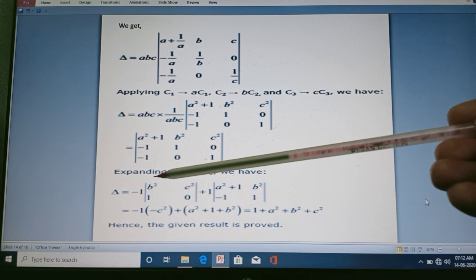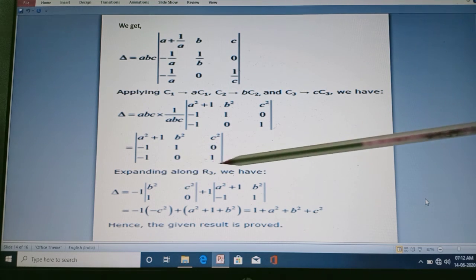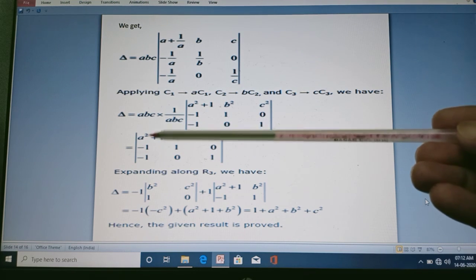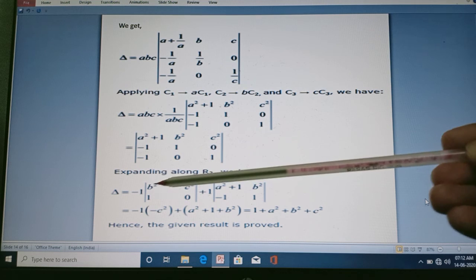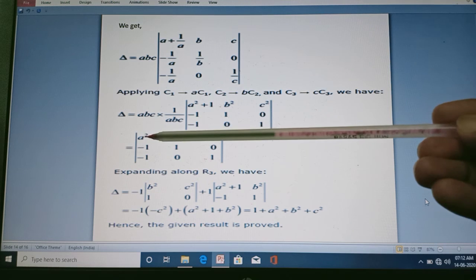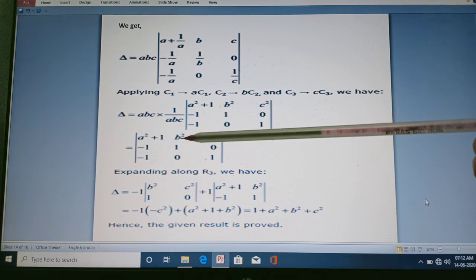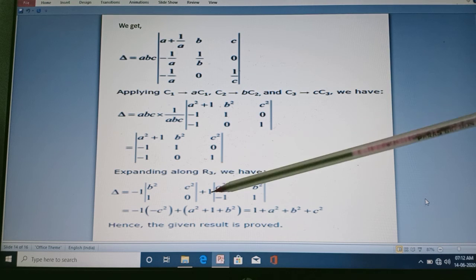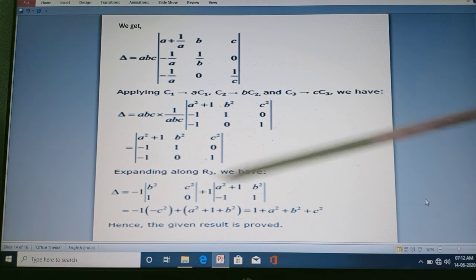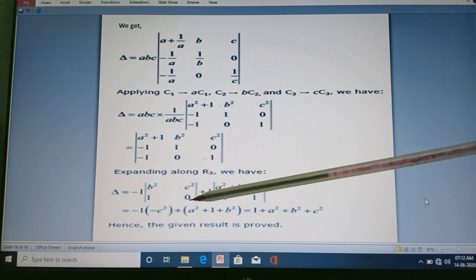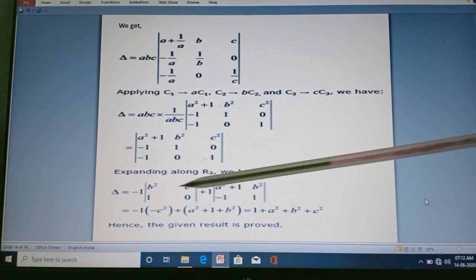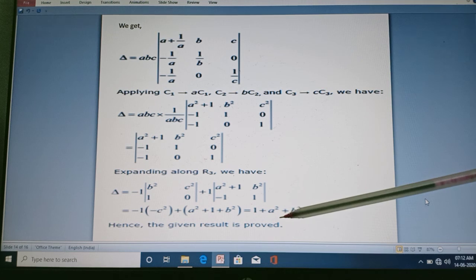Now expanding along R3, these are the elements of R3: minus 1 into its minor. So leave this column and this row: b square, c square, 1, 0, then 0, no need to write. Here it is plus 1 into its minor, leave this column and this row: minus 1, 1; 1 into this row and this column, a square plus 1, b square, minus 1, 1. Now minus 1 into b square into 0, b square minus c square, and 1 into a square plus 1 into 1 plus b square. So after simplification, we got 1 plus a square plus b square plus c square.